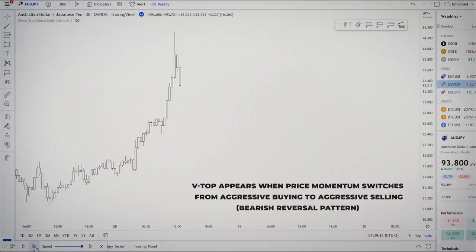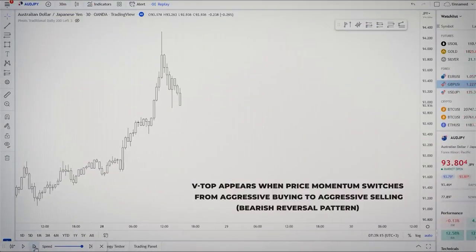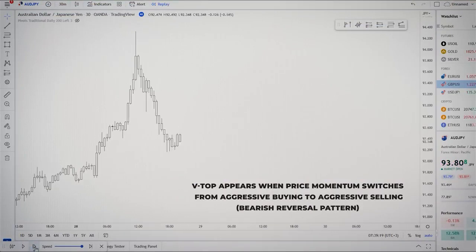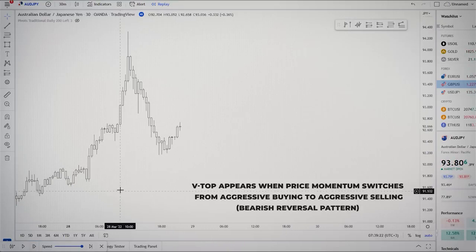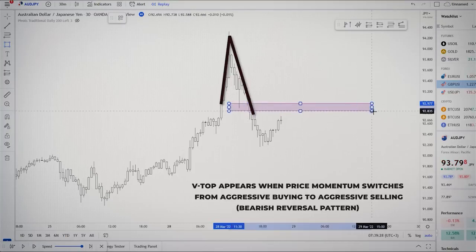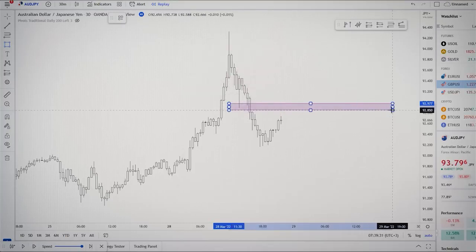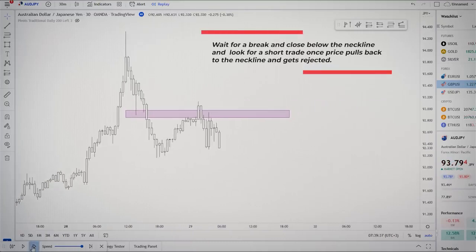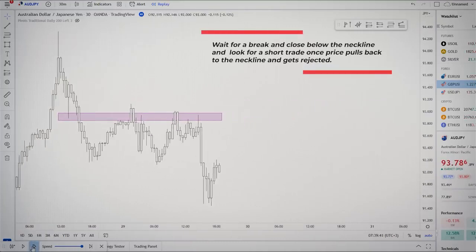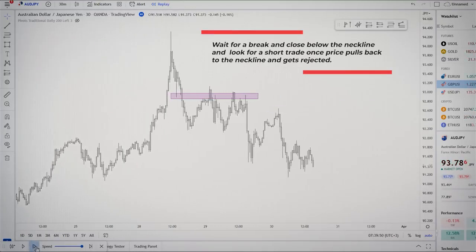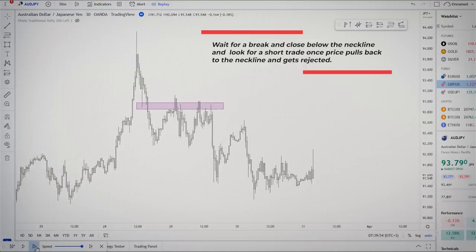The V-top pattern appears when price momentum switches from aggressive buying to aggressive selling. This is a bearish reversal pattern. In a V-top, price traded higher and reversed lower, with a massive increase in momentum. There are many ways to trade the V-top, but the most conservative way would be to wait for a break and close below the neckline, and to attempt a short once price pulls back to the neckline and gets rejected.